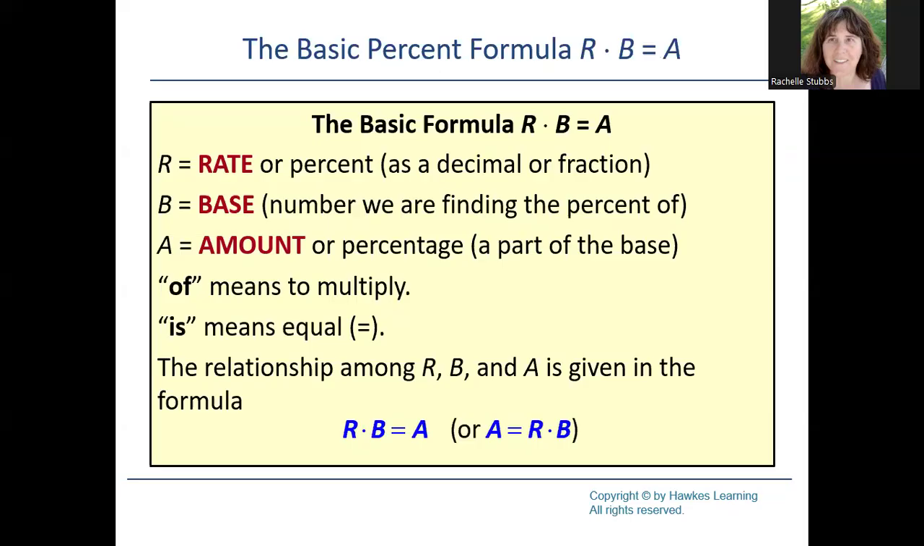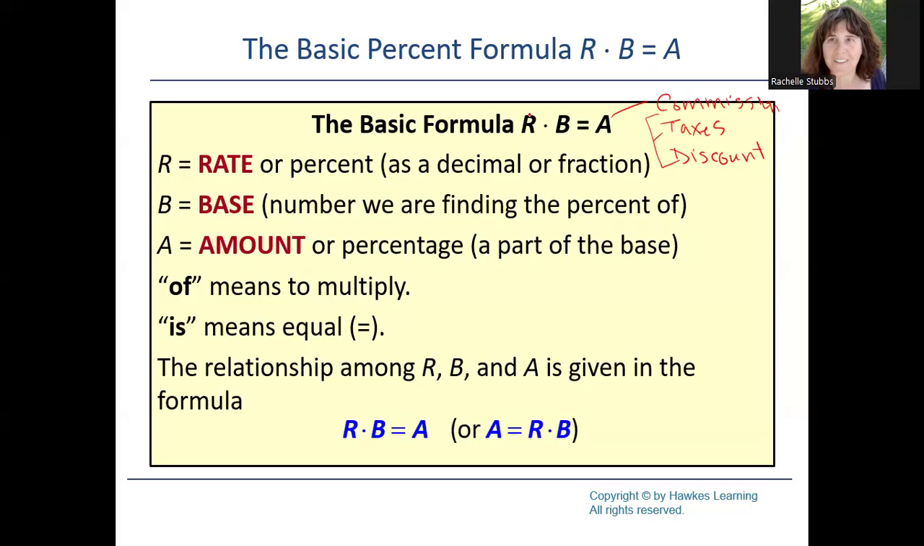Now the word amount can stand for several different things. The A can stand for commission. It could stand for taxes. It could stand for discount. So there's lots of things that it could stand for. These are just three basic ones that we would be looking for, okay?